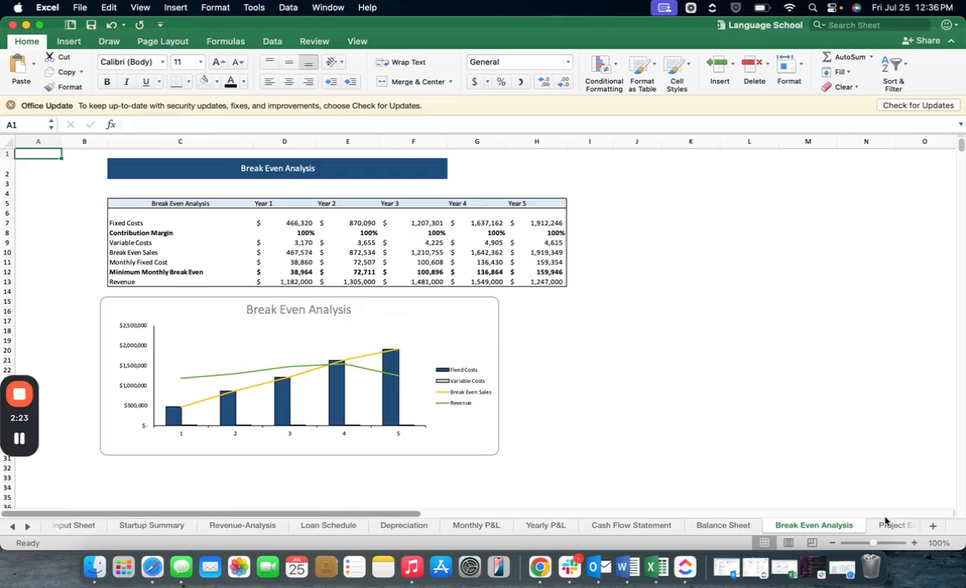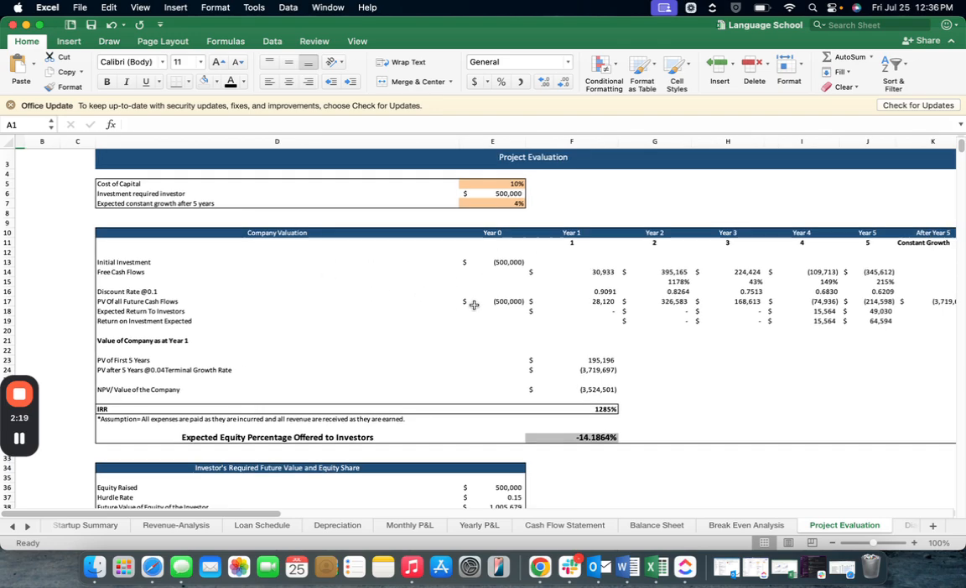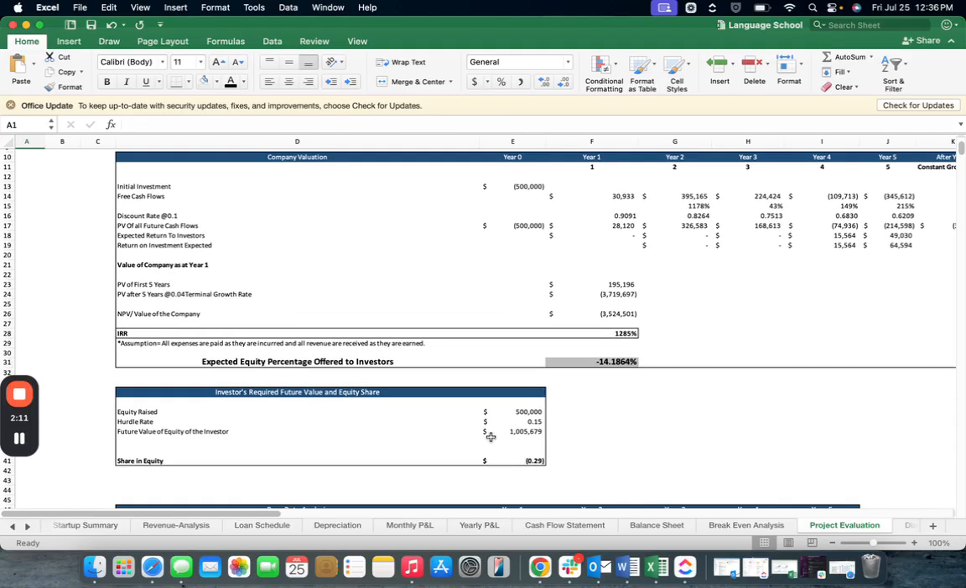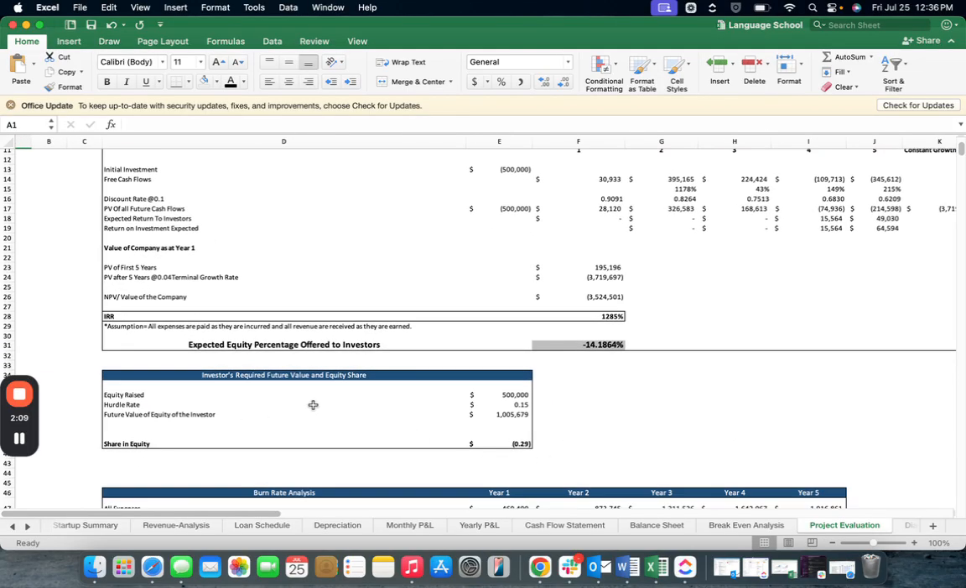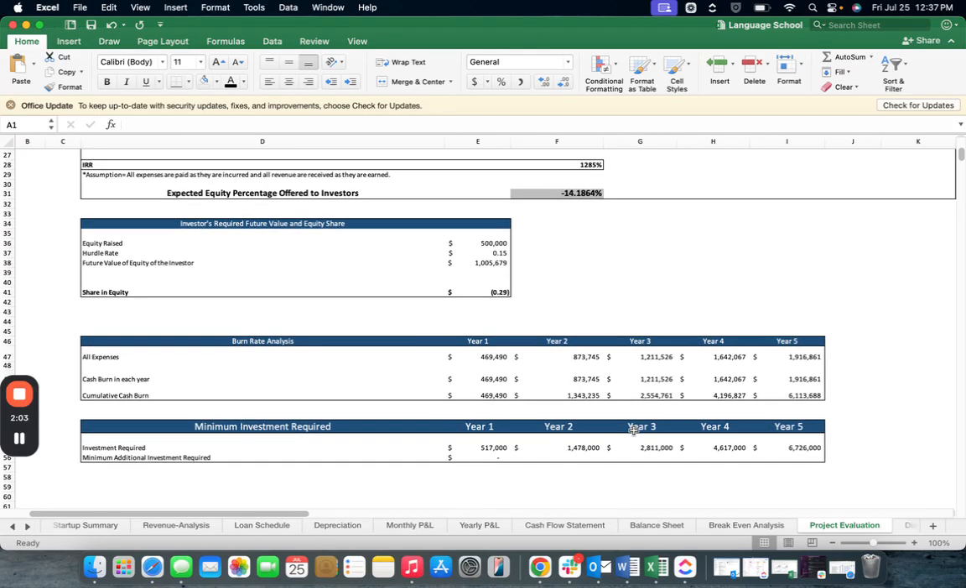Then we have project evaluation, where we have the projection of the first 5 years and what will be the present value after the 5 years. Here's the net present value of the company. Then we have investor required future value in equity share. We have the calculation for the share in equity. Then we have burn rate analysis. Then we have minimum investment required.